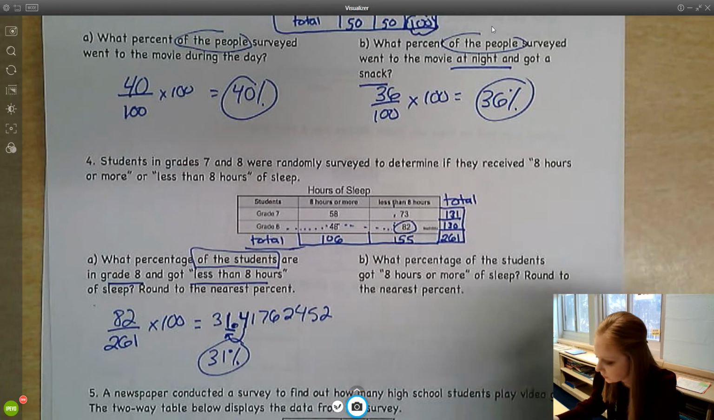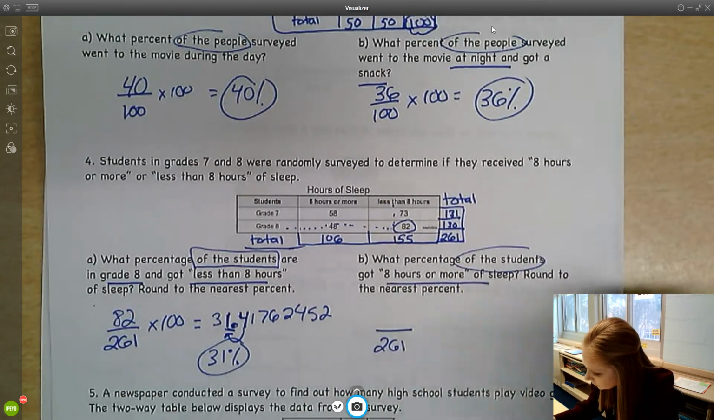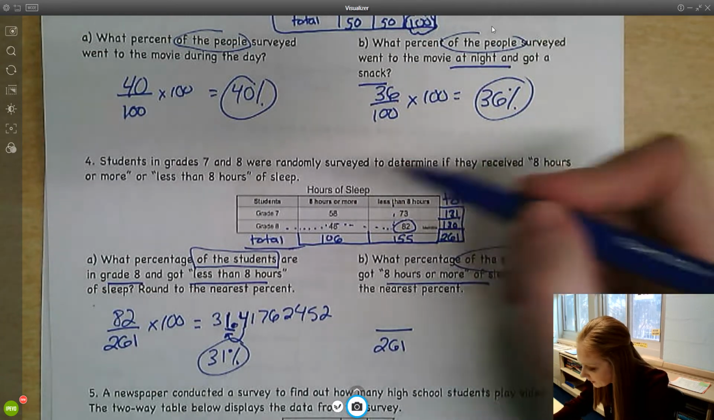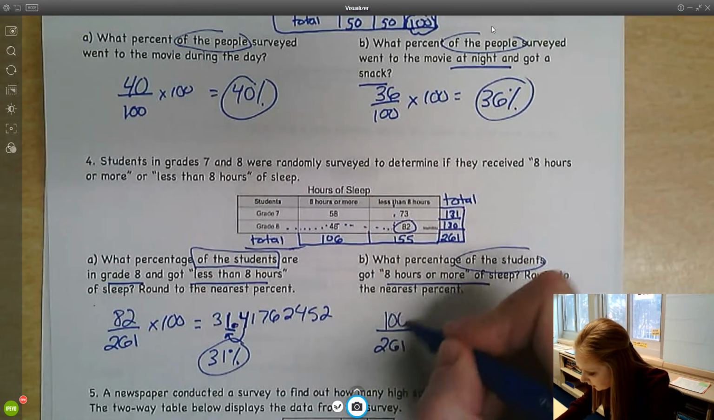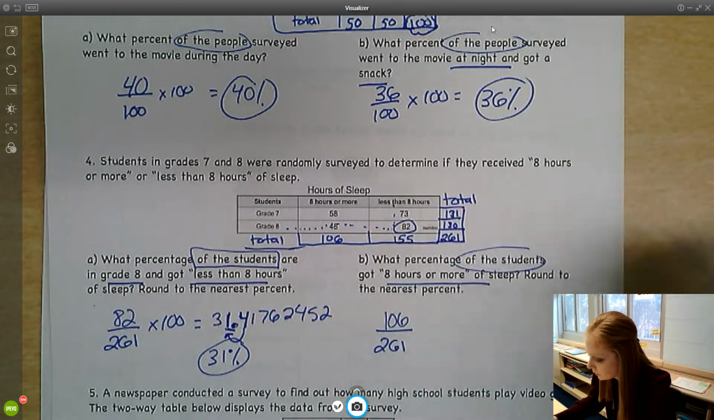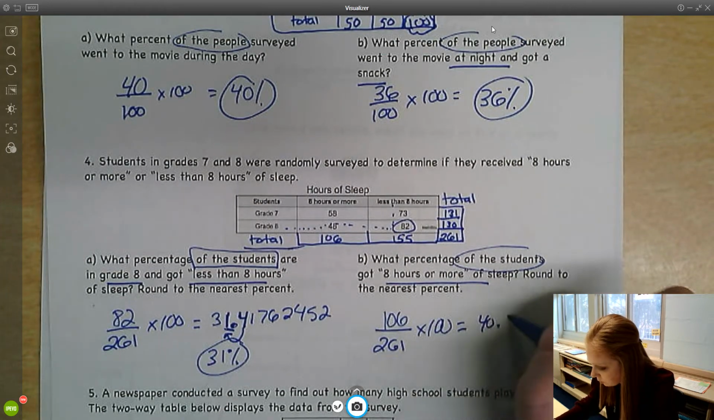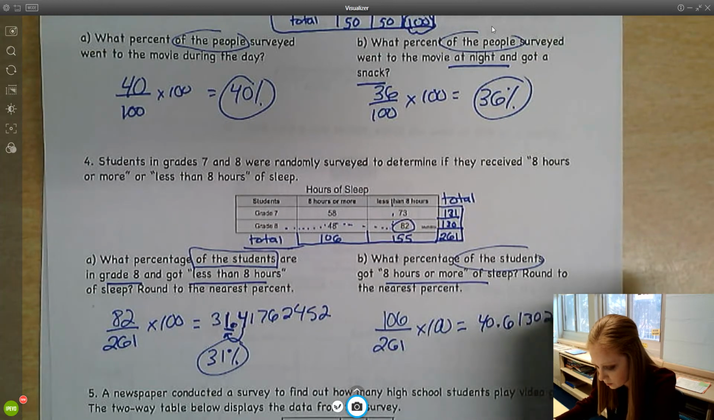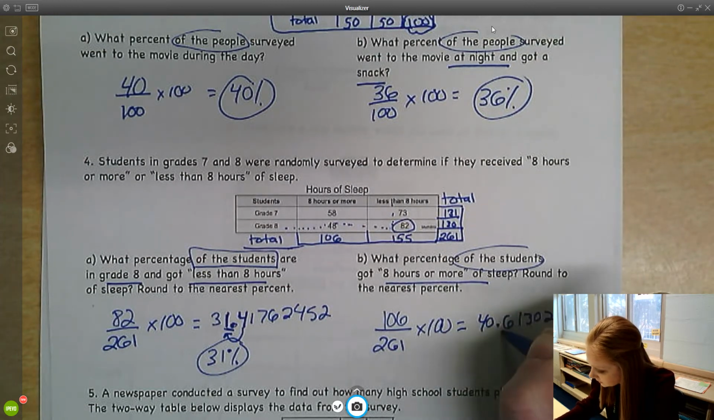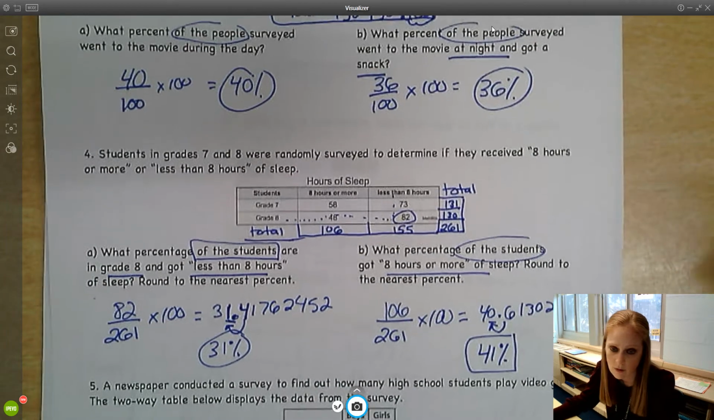Okay, what percent of the students, so of all the students, got 8 hours or more of sleep? They're not asking what grade they were in. They just want to know 8 hours or more. So that would be our total for 8 hours or more. All 106 of these people said 8 hours or more. Times 100, and you're going to get 40.61302682. This 6 tells our 0 to go up 1, which brings us to 41%. Because if it's 5 or above, you have to round up.